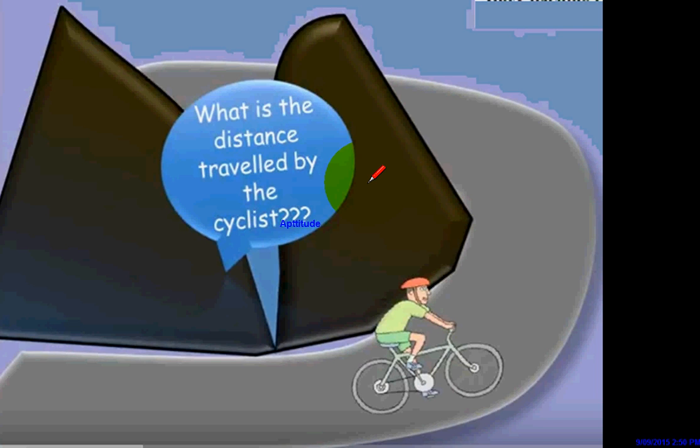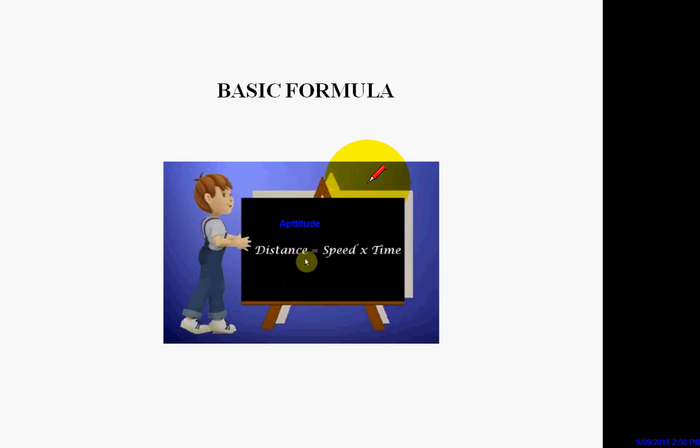So the basic formula. Before getting into the problems, this is the only one formula which we use throughout the session to solve any kind of problems. This is the formula we have to remember: distance is equal to speed into time. This is the basic formula. It shows the relation between these three variables: distance is equal to speed into time.